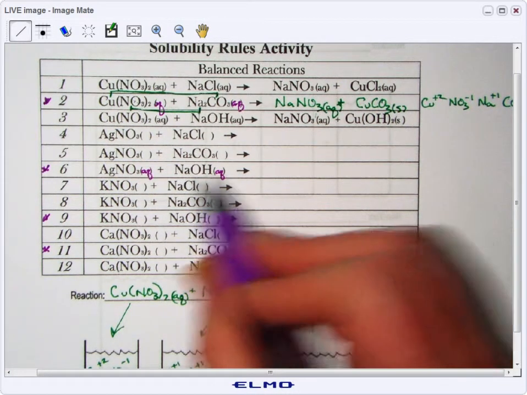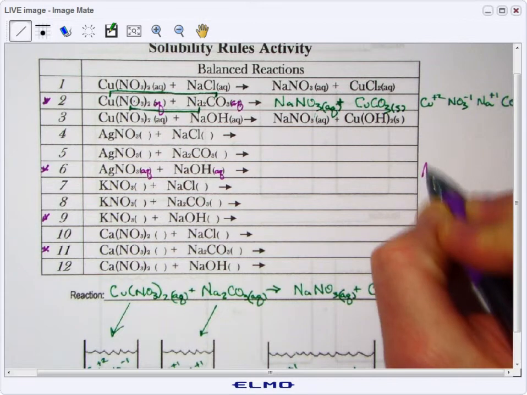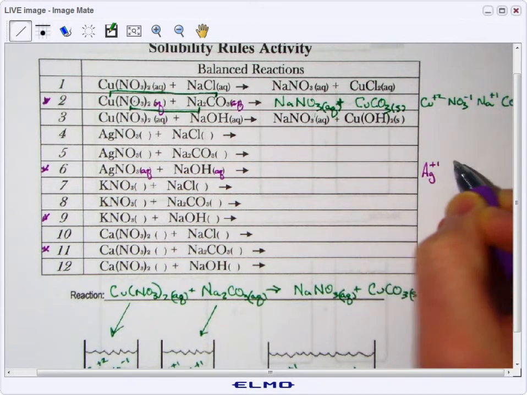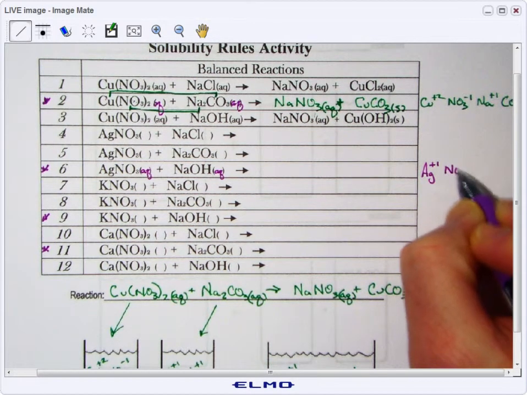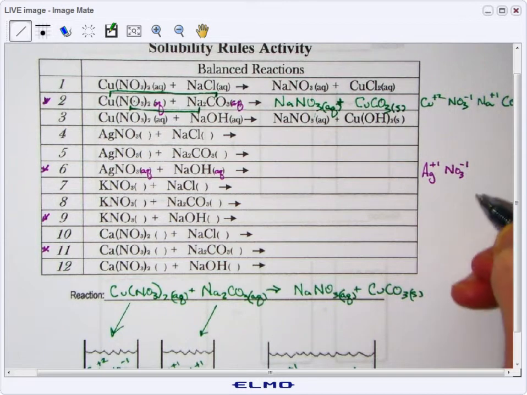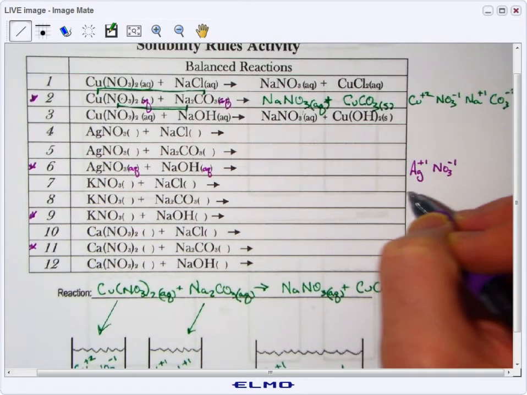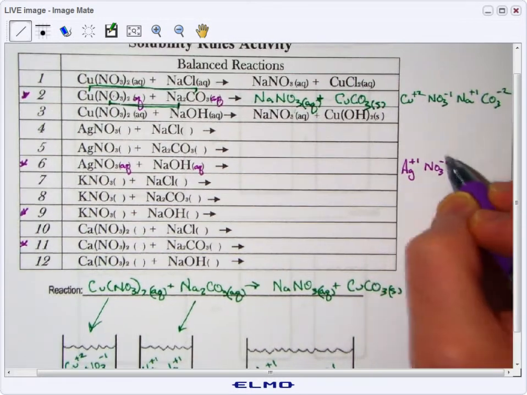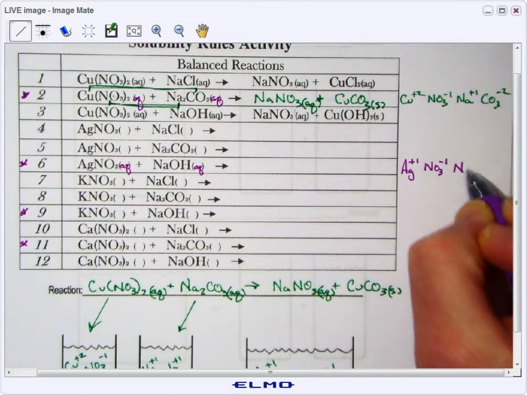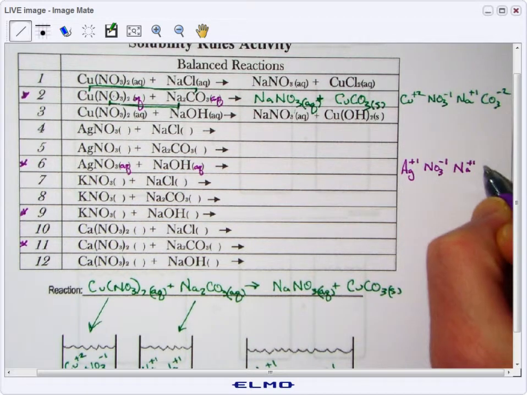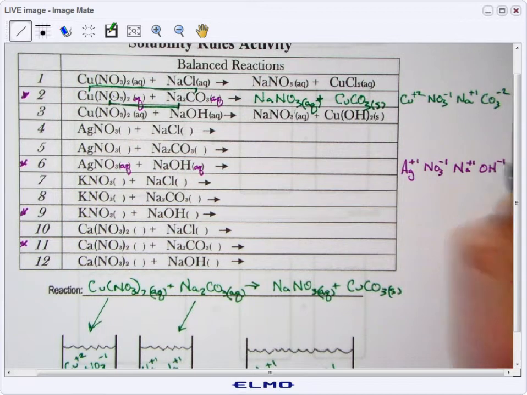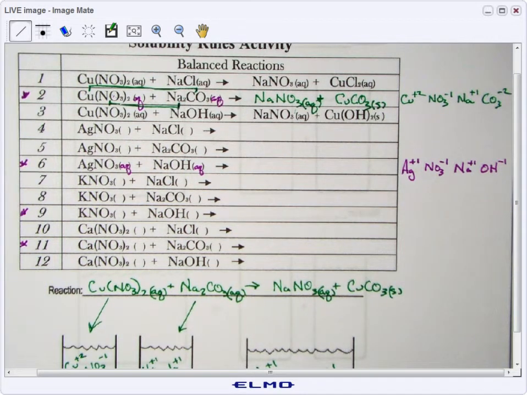And when we split them apart, Ag is a +1, NO3 is a -1. I know it's kind of hard to see, sorry about that. Na is a +1, and OH is a -1. I'll just go ahead and tell you what the charge is on them so you don't have to spend time looking those up.